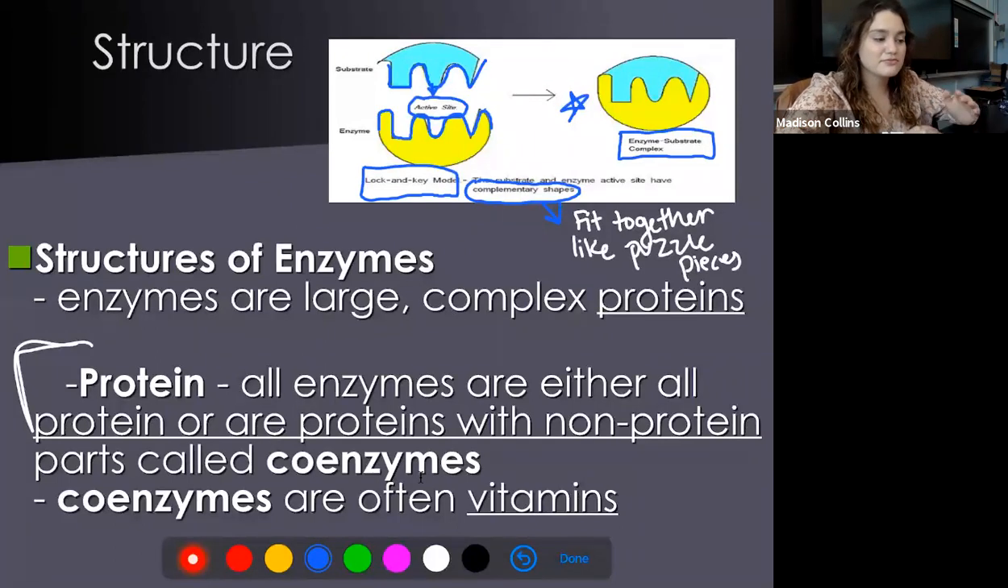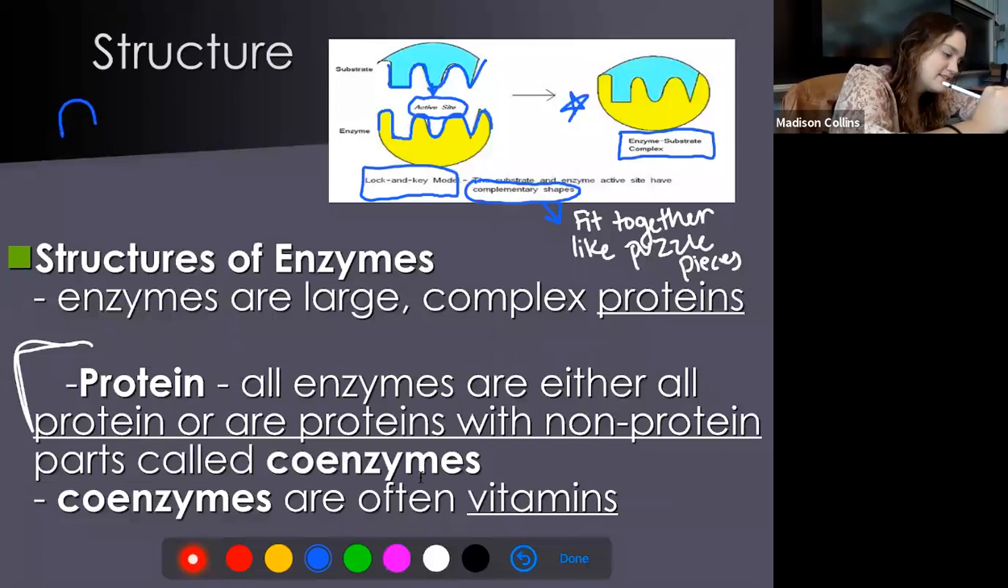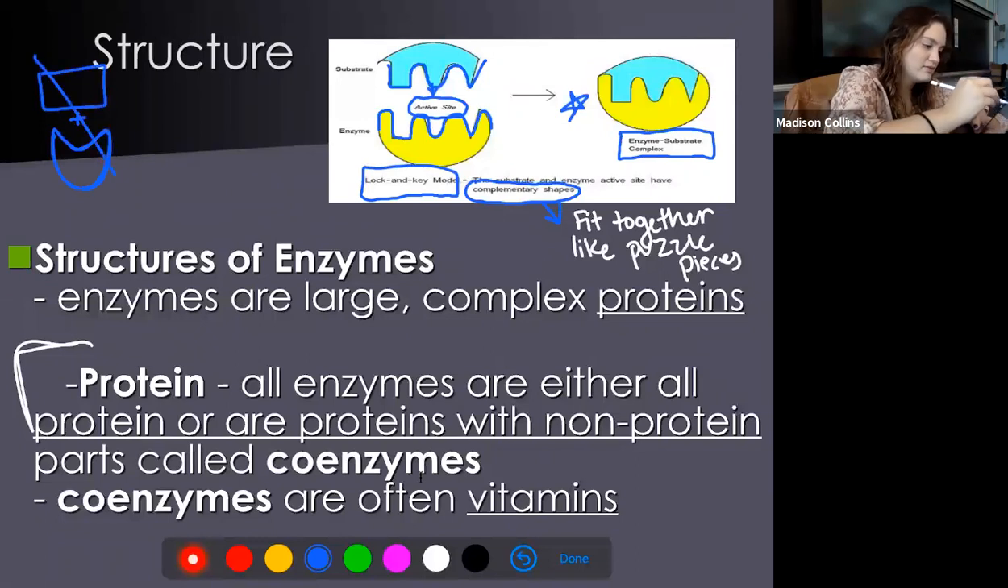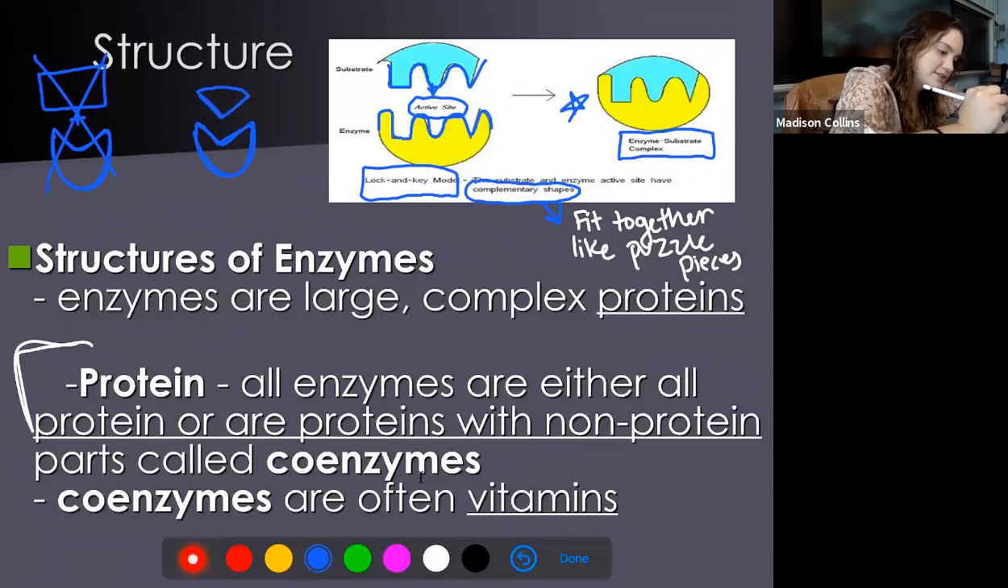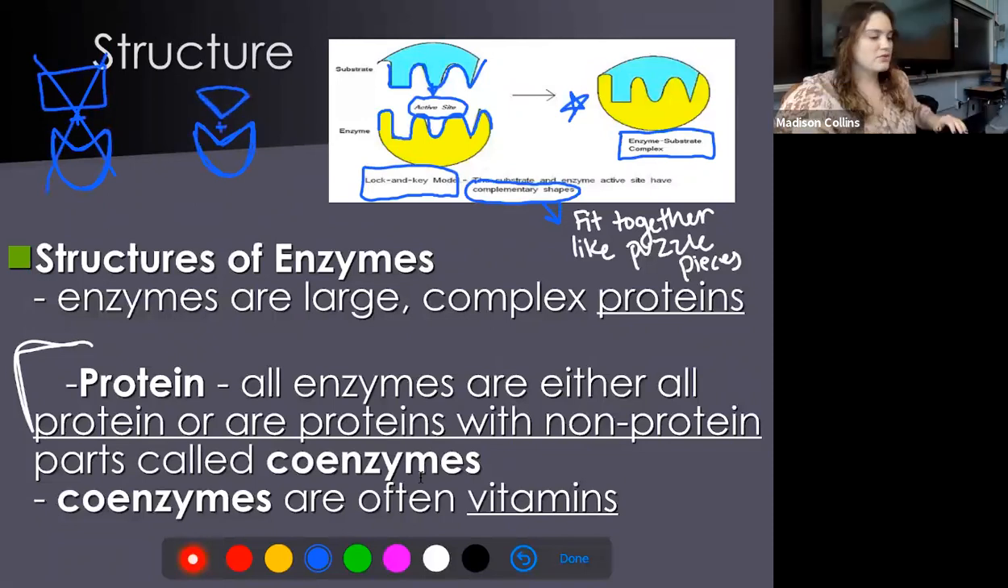If you try to connect this enzyme with this substrate, that's not going to work. They have to be complementary shapes. So if we have an enzyme that looks like this, our substrate would have to look like this. Their shape is going to determine their function. If that shape doesn't match up, the chemical reaction will not occur.